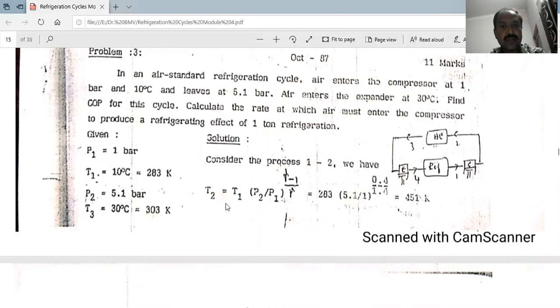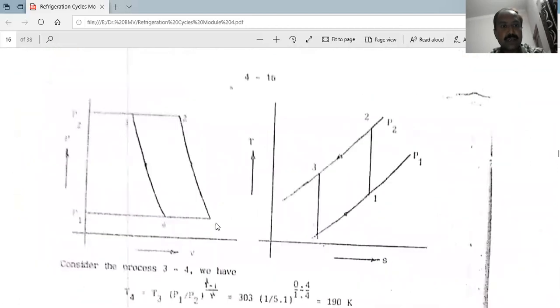Then we have to write down the PV and TS diagram here. That is 1 to 2 isentropic compression, 2 to 3 constant pressure heat rejection, 3 to 4 isentropic expansion, 4 to 1 once again a constant pressure heat absorption process. That is the TS diagram here.